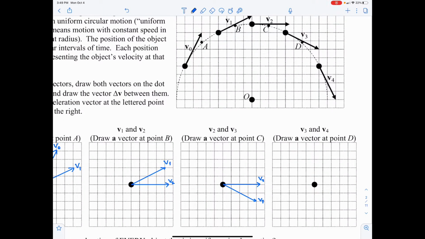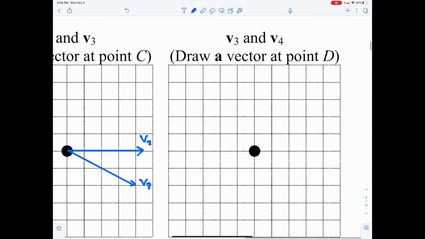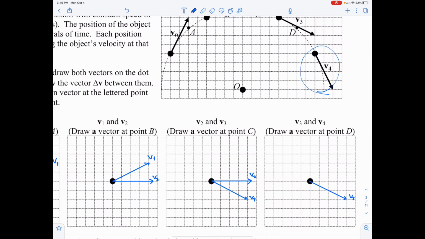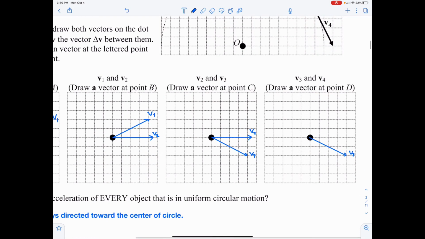Okay, and then lastly, V3 and V4. So V3 is going 4 units over, 2 units down. There's V3. And V4, you can see, is going 2 units over, 4 units down. So that would look something like this.